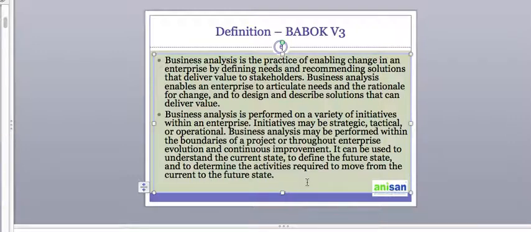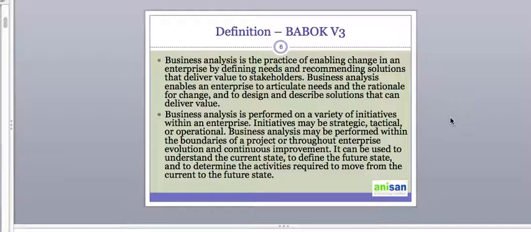Business analysis enables the enterprise to articulate the needs and rationale for the change, and to design and describe the solution that can deliver the value. Now here if I break down that sentence into 2-3 ways, 1A is that it enables the organization to articulate needs, that is business needs. What is the organizational mission, goal and objectives, and how the change is aligned to that mission, goal and objectives. In case they are not aligned, how do we help the organization to align them? Either aligning the mission, goal, objectives, or aligning the solution needs.